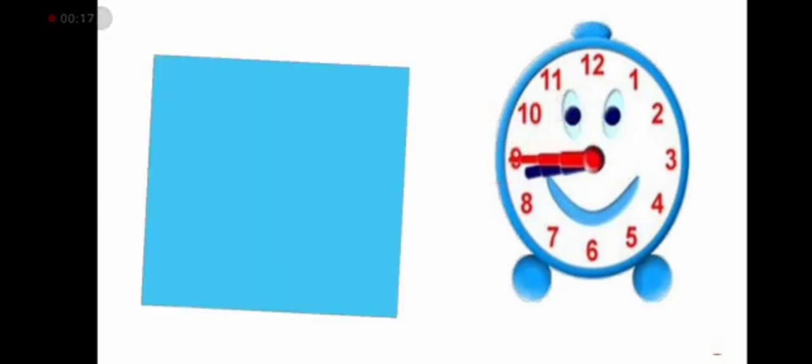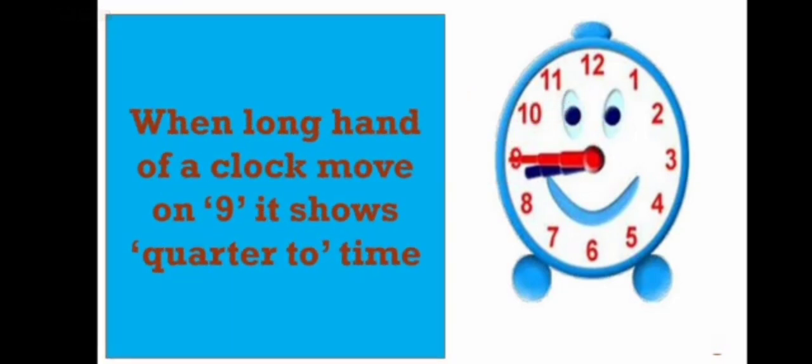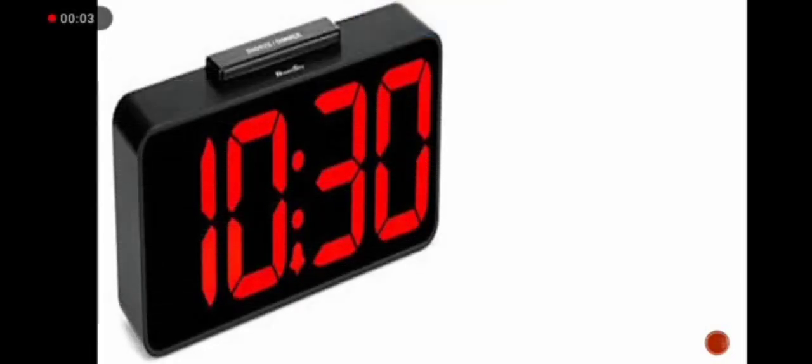Now let's see another clock. Now in this clock, the long hand or the minute hand is on 9. It means the time is quarter to, or 15 minutes to the next hour. Always remember, when the long hand of a clock moves on 9, it shows quarter to time. There is another type of clock in which we can see the time in digits.